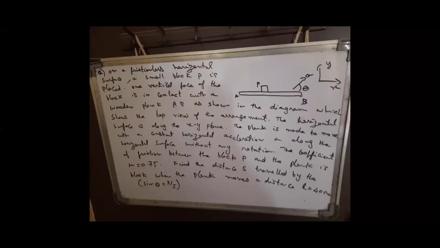The coefficient of friction between the block P and the plank is given as 0.75. So we have to find the distance S traveled by the block when the plank has moved a distance L, where L is given to be 40 centimeters. The value of sin theta is given to be 3 by 5.